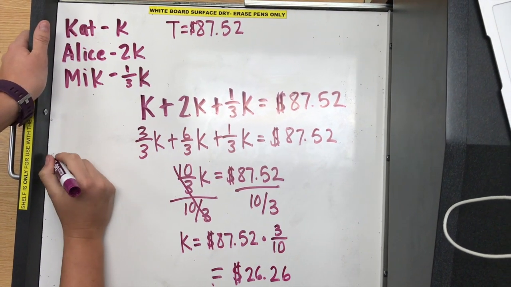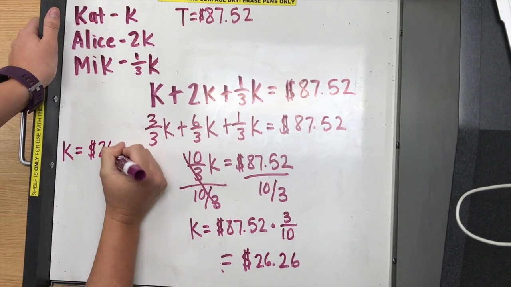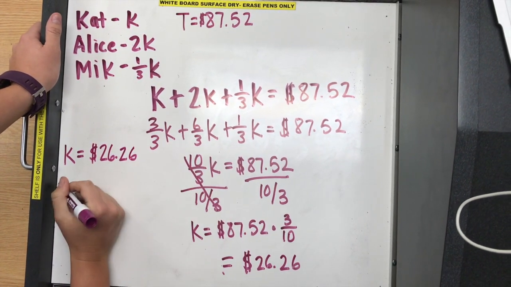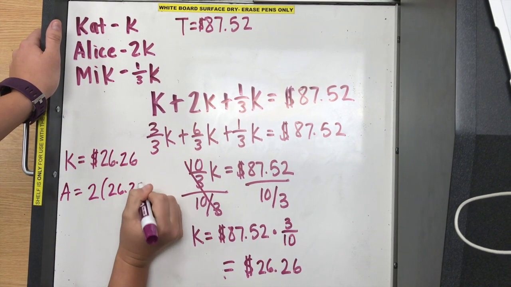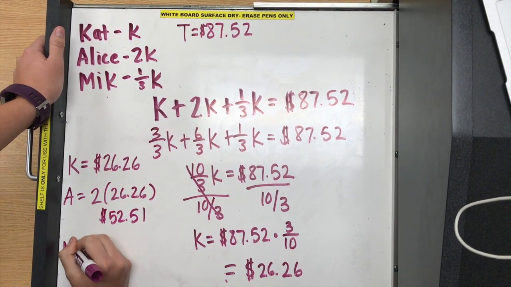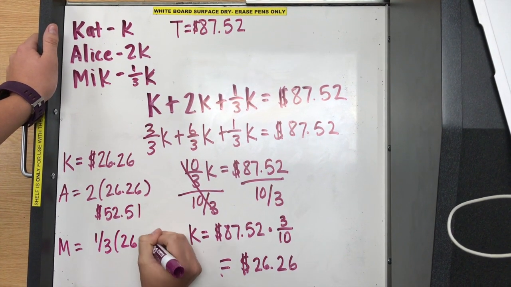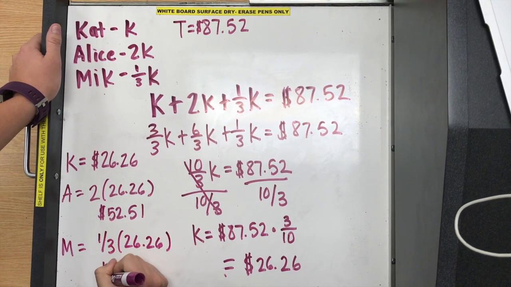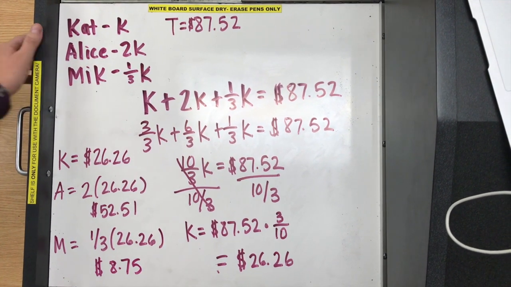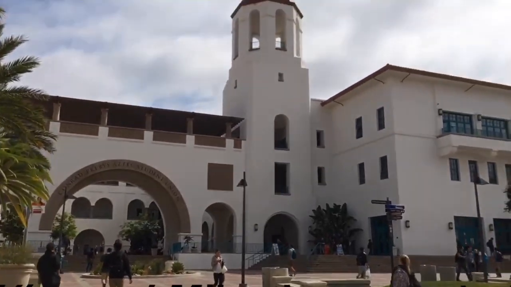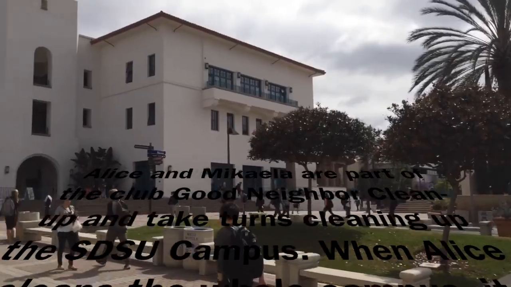$26.26. In order to solve for how much Alice has brought, we know to multiply $26.26 by 2. We find that Alice brought $52.51. In order to solve for how much money Michaela's brought, we multiply $26.26 by 1/3. We then find that Michaela has brought $8.75.